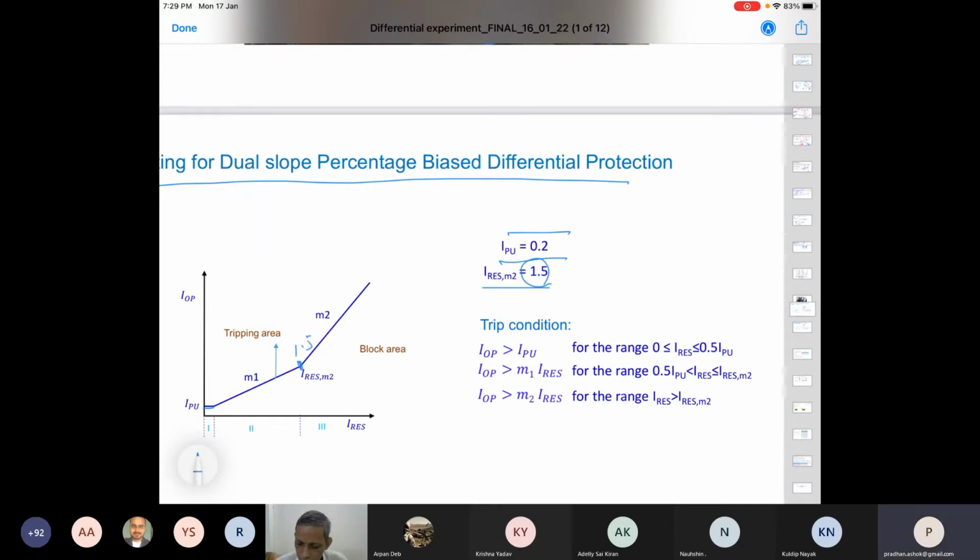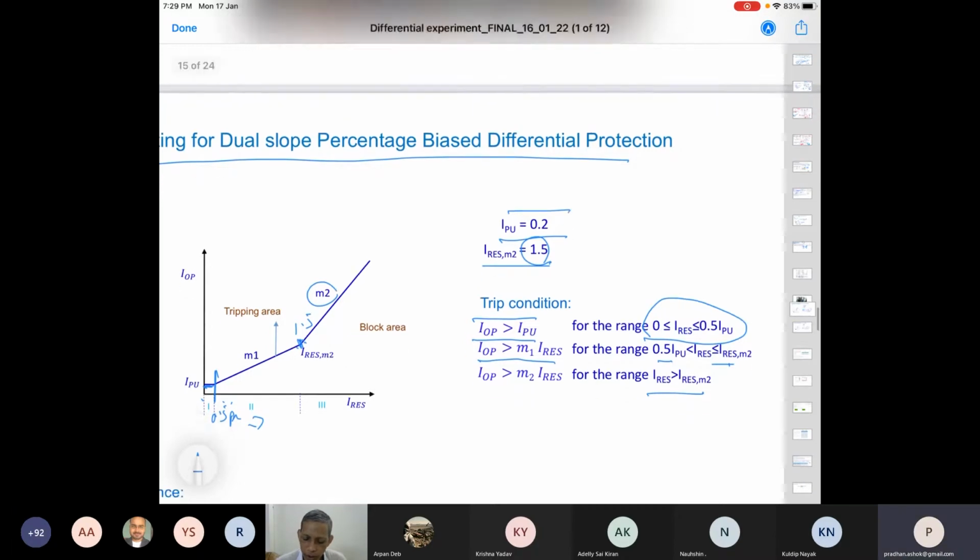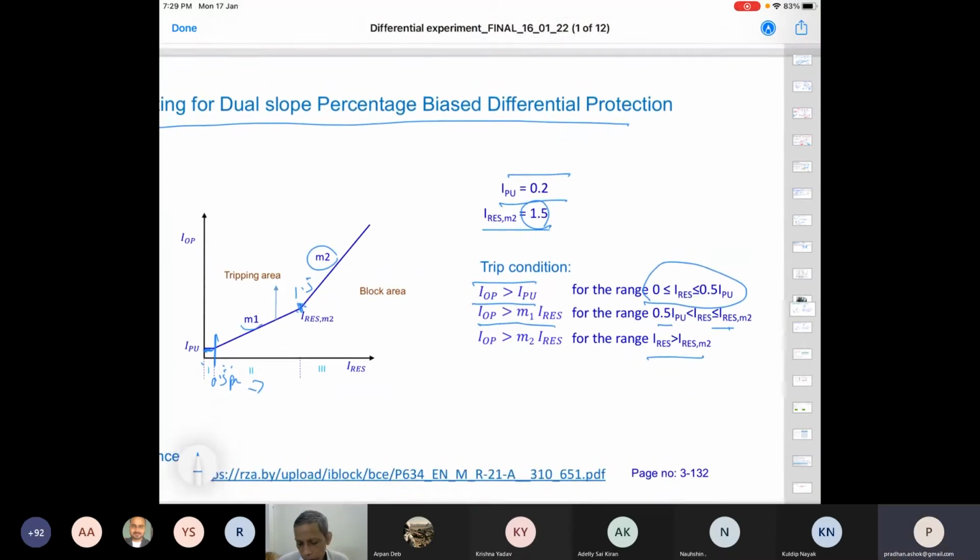Agree? So I operating is greater than IPU, in the range of 0 to 0.5 pu. So this is up to 0.5 pu on this side. I operating is greater than M1 times I restraining in the region from 0.5 to 1.5. This is 1.5, 0.5 to 1.5, and beyond that it is M2. Agree? So there you can see the corresponding things. Now the manufacturer has provided that you can change M1 and M2 flexibly.